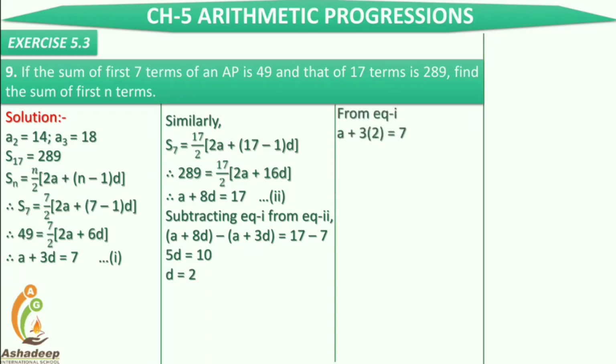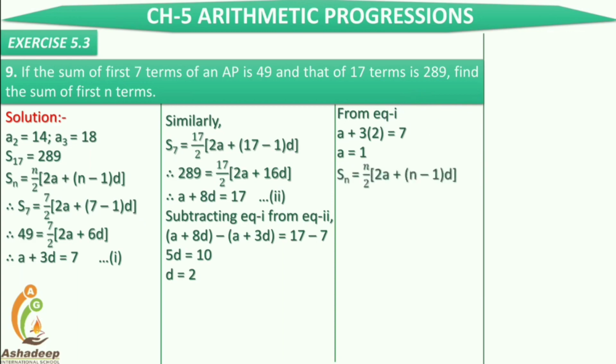From equation number 1, put this d is equal to 2 in equation number 1 or in equation number 2, whatever you are comfortable with. So I'll put it into equation number 1. So a plus 3d, instead of d I put the 2. So a plus 6 is equal to 7, therefore a is equal to 1, because the 6 goes to the other side, it becomes minus.